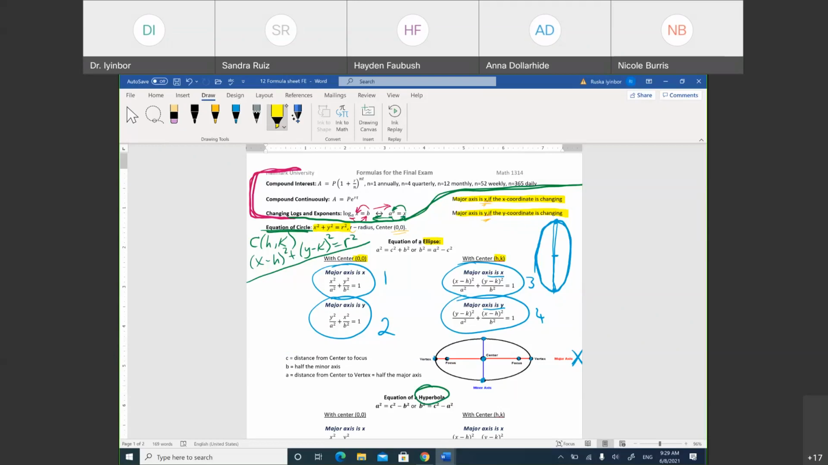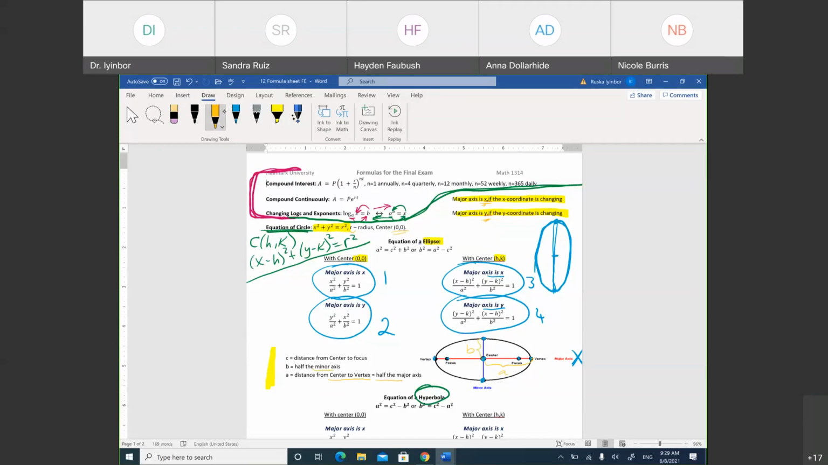So in these equations, you have to find what is a and what is b. You have it right here. So a is the distance from center to vertex, or also half of the major axis. Half of the minor axis is b. So this part, from here to here, is b.